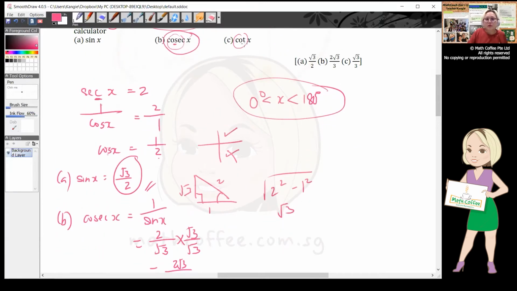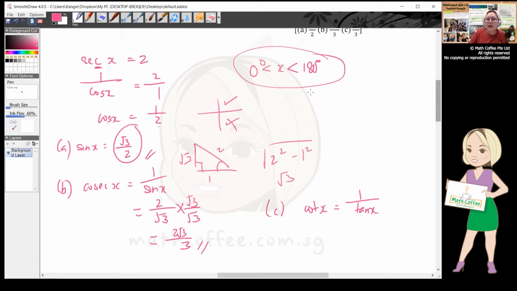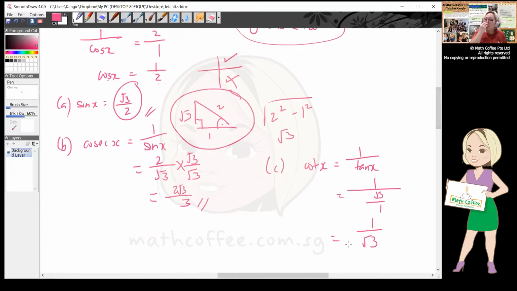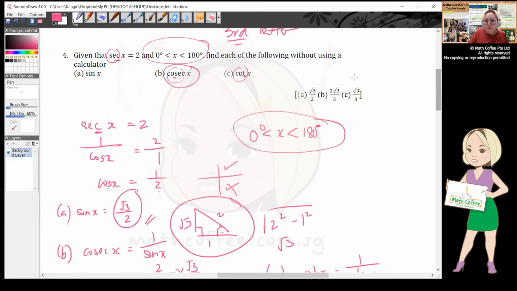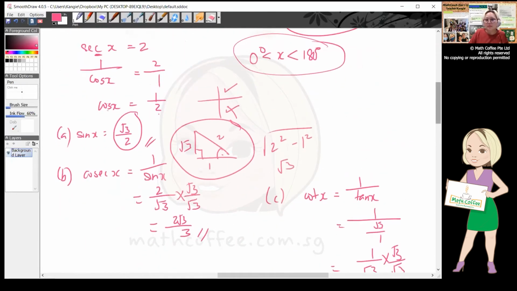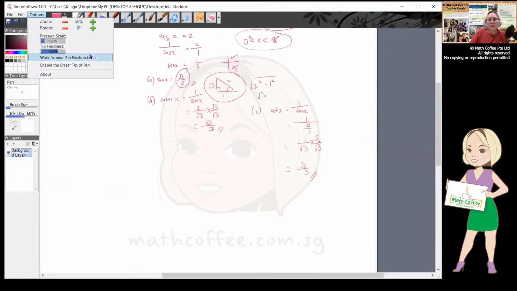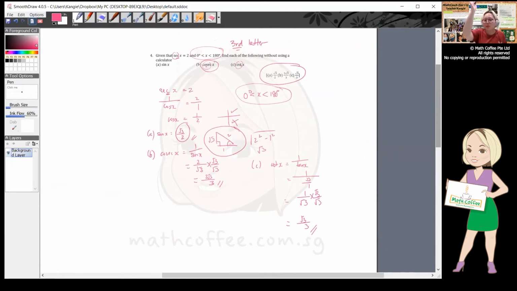Part C, cotangent, third letter T. So that means part C will be cotangent x is equal to 1 over tangent x. And let's find my tangent x. Look at this triangle. So tangent x is O over A, square root 3 over 1. So 1 over tangent x is 1 over square root 3. Again, you need to rationalize. So in the end, it becomes multiplied by square root 3 over square root 3, and it becomes square root 3 over 3. And this is my answer. So this is just simple. As long as you understand the first few questions just now, this is easy. The only thing is about the third letter thing.